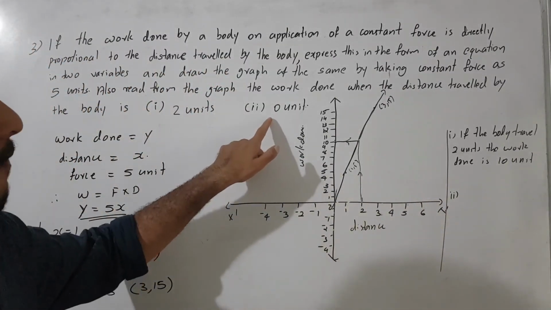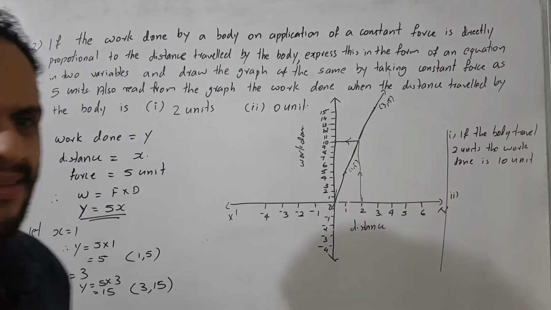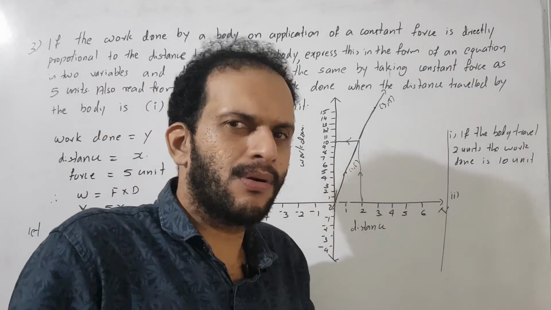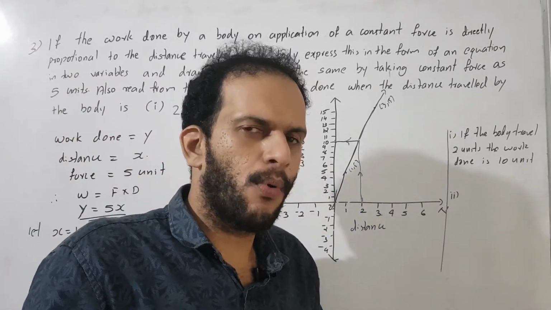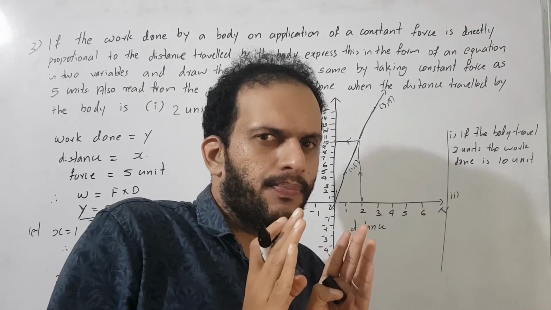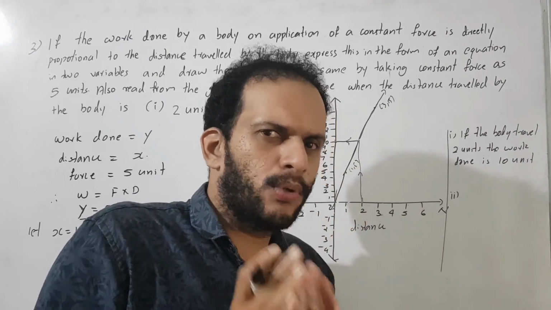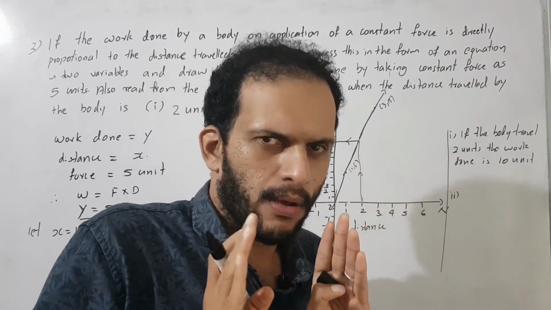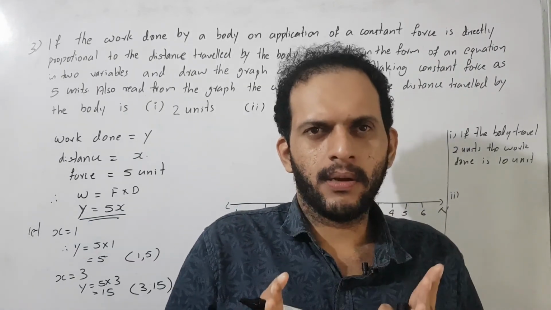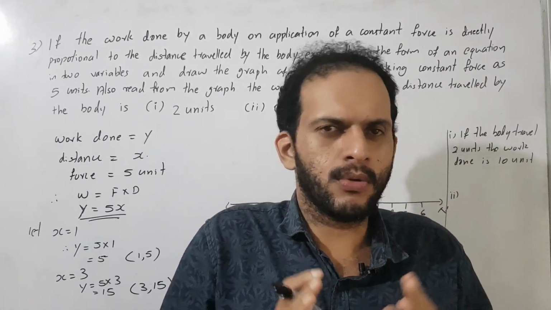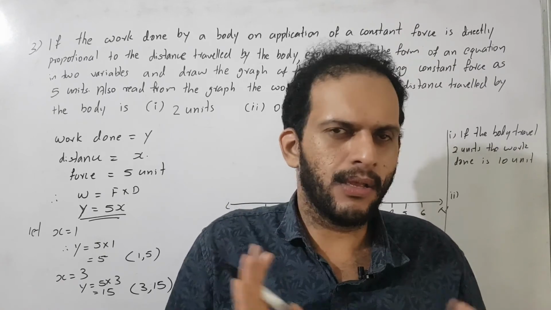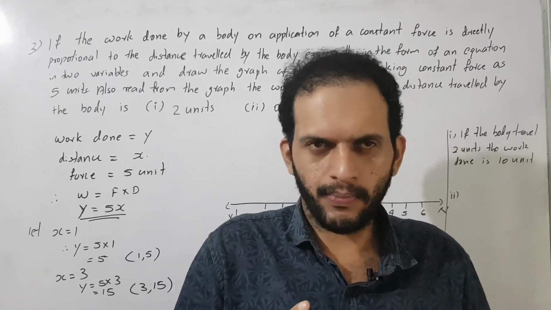if the body travels 0 units, 0 units means it is not traveling. The body is not changing its position, the body is not moving. Correct? Not moving means no work done, it is not doing any work.